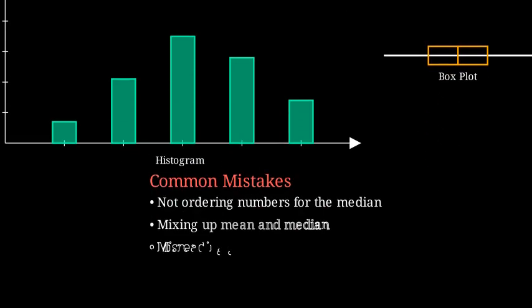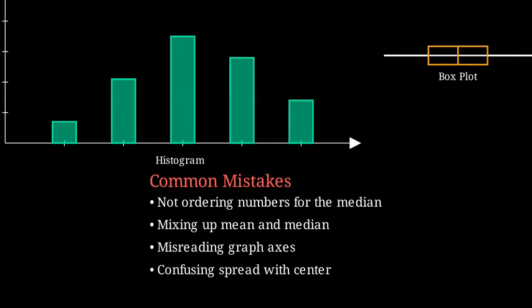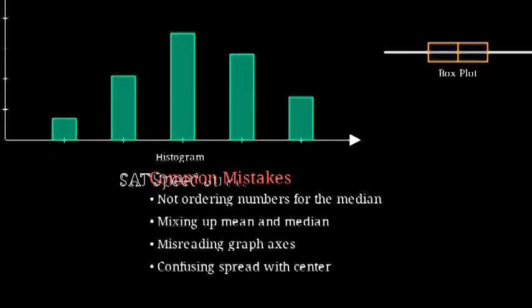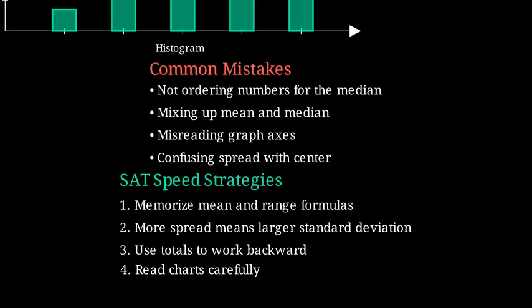Part 9 is common SAT mistakes. Avoid forgetting to order numbers for the median, mixing up mean and median, misreading graph axes, and confusing spread with center. Part 10 is SAT speed strategies.